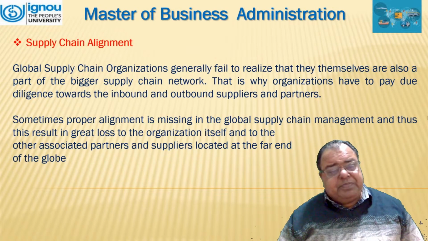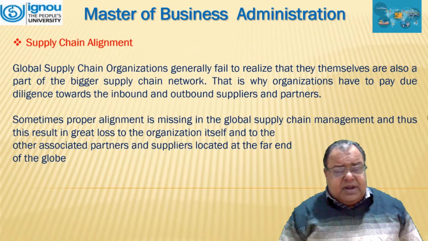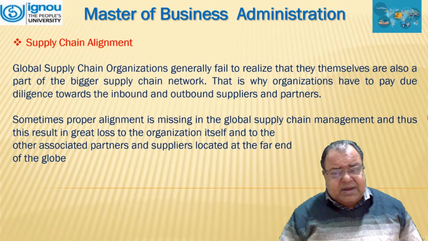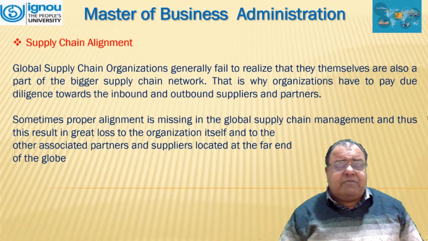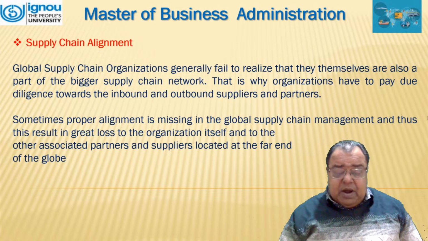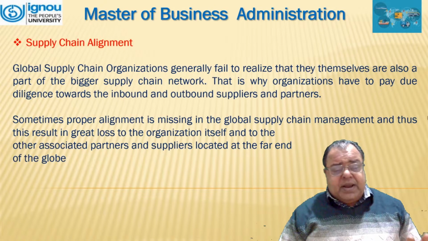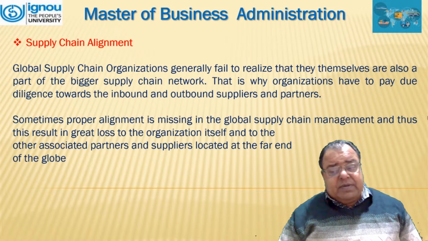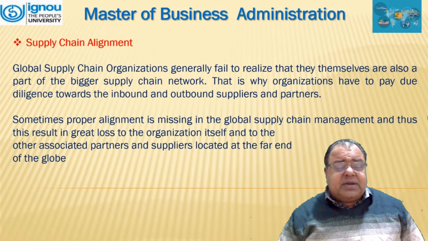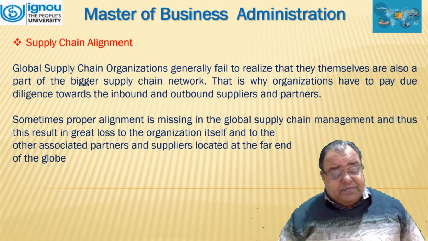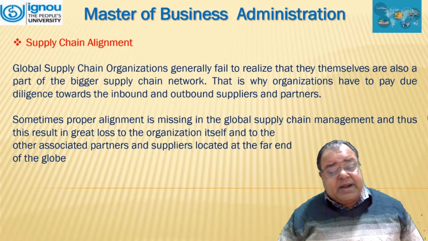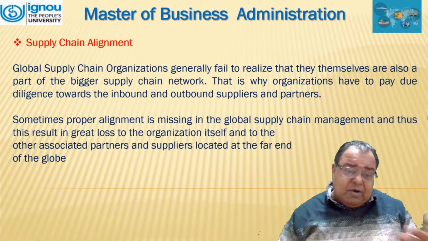Supply chain alignment. Global supply chain organizations generally fail to realize that they themselves are also a part of a bigger supply chain network. That is why organizations have to pay due diligence towards the inbound and outbound suppliers and partners. Sometimes proper alignment is missing in global supply chain management, and this results in great loss to the organization itself and to the other associated partners and suppliers located at the far end of the globe because they are all interrelated.